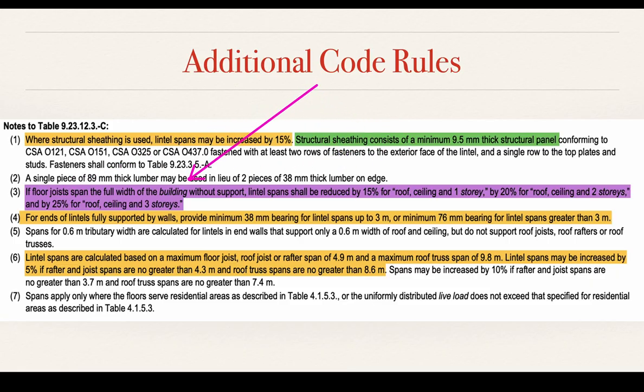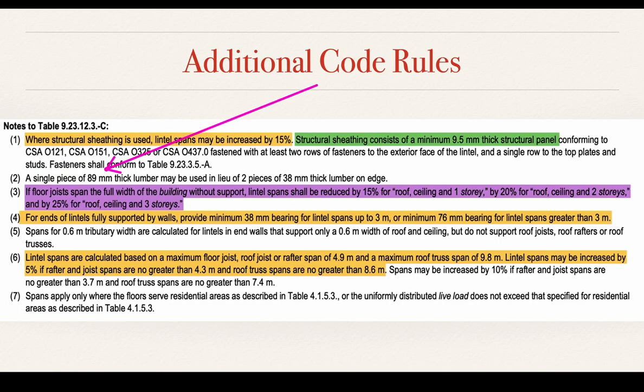If the floor joists span the full width of the building without support, lintel spans must be reduced. So if you had a building that was wide and there was no intermediate beam, no beam running up the middle or no load-bearing wall, we have to reduce it by 15, 20, or whatever, depending on how many stories we have. I'm not going to get into that. It's just overly complicated for what we're doing.